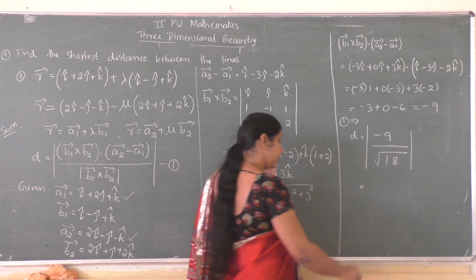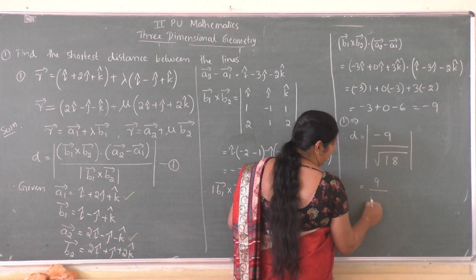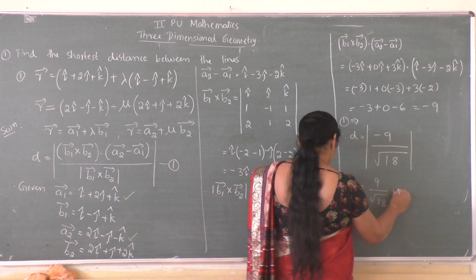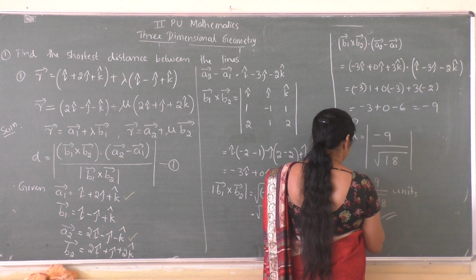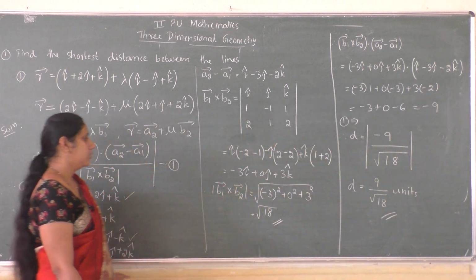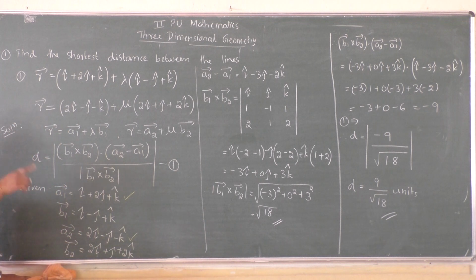Since it is magnitude, it is 9 by root 18. You can simplify this or just keep as such. So the shortest distance between the given two lines, or two skew lines, is 9 by root 18 units.